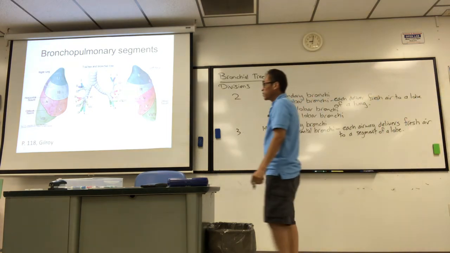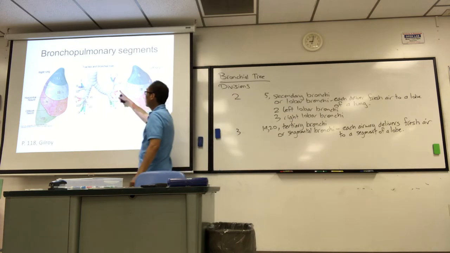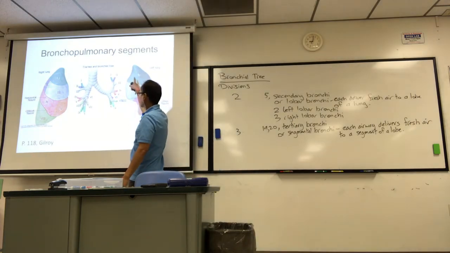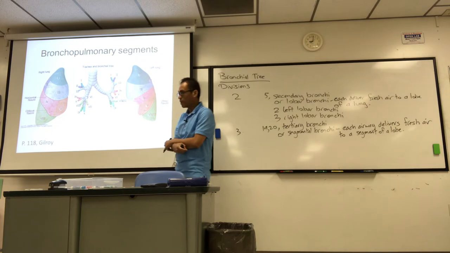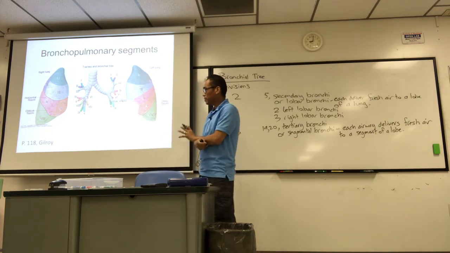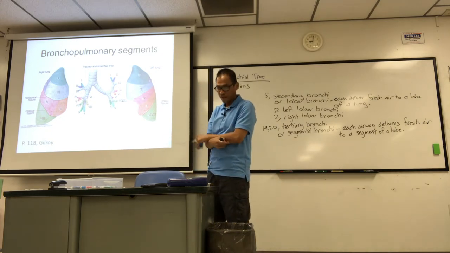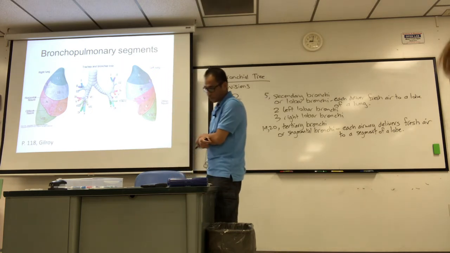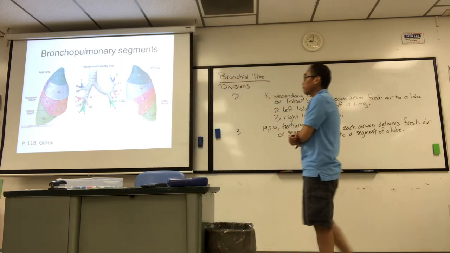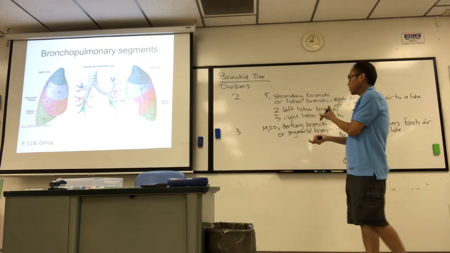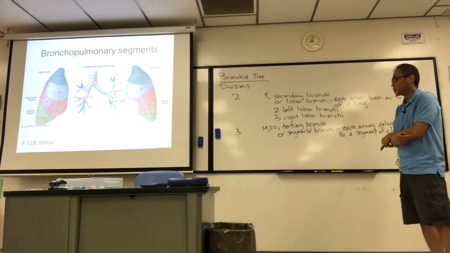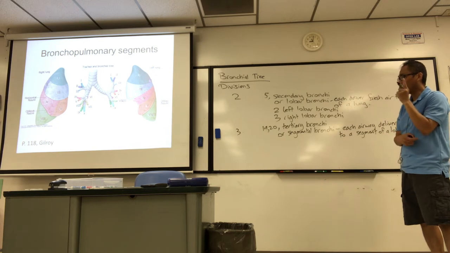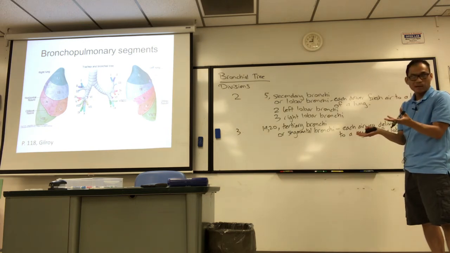So the color code is, this blue delivers to this part of this lobe, and you don't have to memorize the segments, just the concept. You're delivering fresh air to a segment of a lobe. You can still count them. The numbers haven't decreased too much yet. We went from one airway to 20.